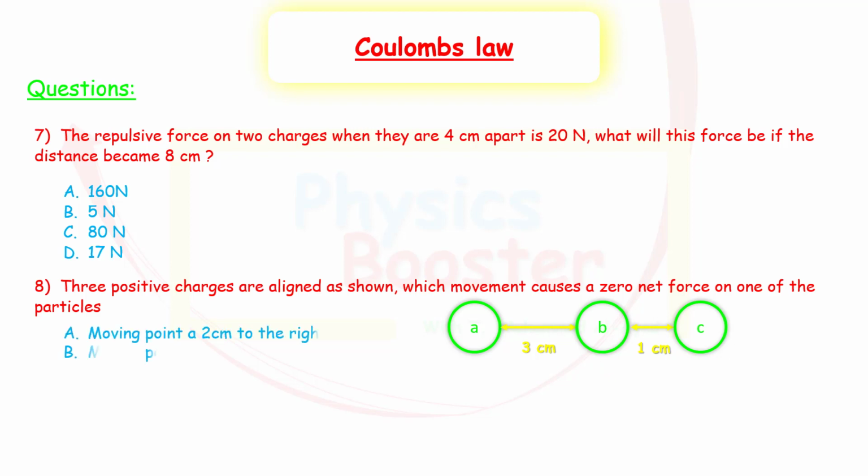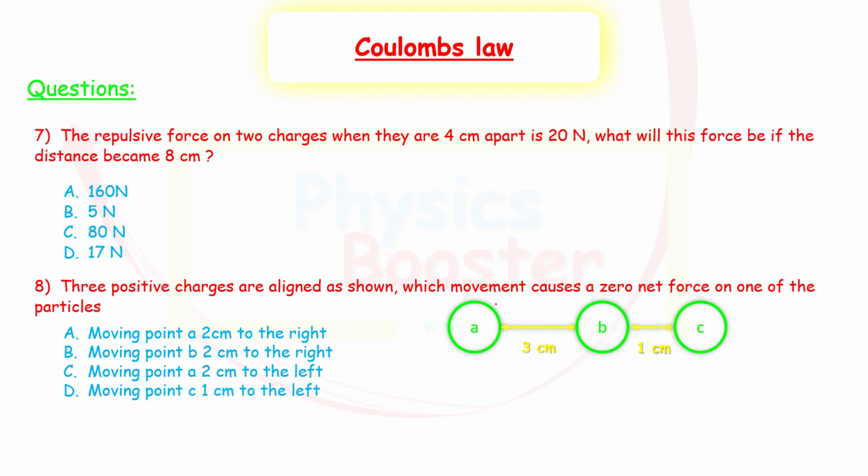So let's see what option do we have. Moving point A 2 centimeters to the right. So if I move A 2 centimeters to the right, the distance will become here 1 centimeter, right? And the distance on the other side is also 1 centimeter. So if the distances are the same and the charges are the same, this means that the force is going to be 0. The distance will become here 1 centimeter, and the distance also will become here 1 centimeter. So the answer is A.